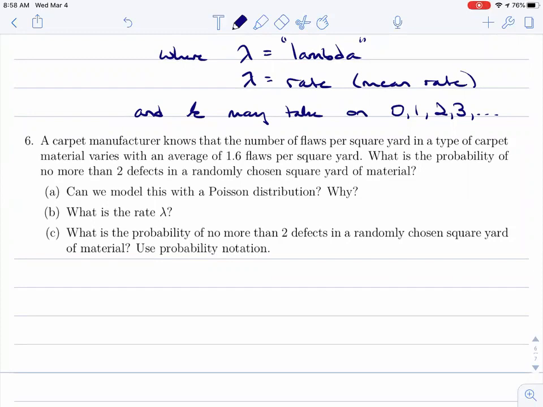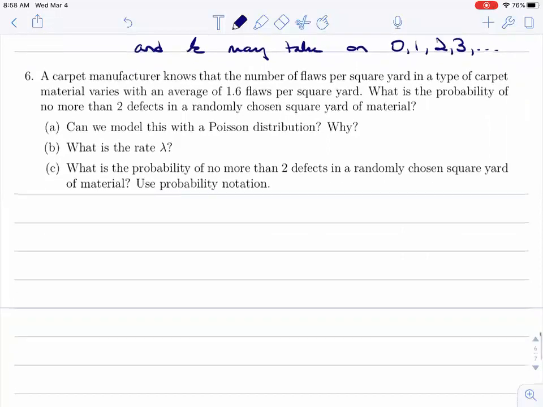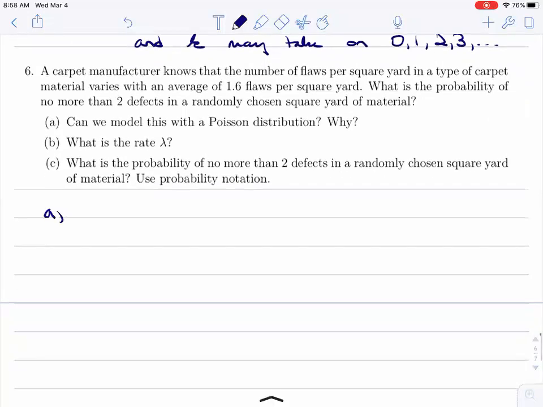So I've actually put that in part C because first I wanted to go through and talk about, can we use a Poisson, why, and what's the rate lambda, and then we can answer the question, right? Otherwise that would just be the entire question. So part A, can we model this with a Poisson distribution? Yes, we can. We have a rate, right?